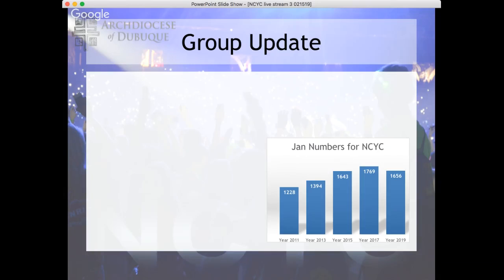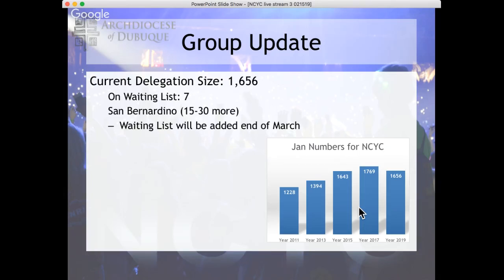And now you see our number for the first time in 10 years, our numbers are actually lower this year, that's absolutely fine. I'm not worried about that at all. Our current delegation size is about 1,650. That includes 7 people on a waiting list, and the waiting list is getting longer. So as of this morning, I got to add 2 to that at least, plus whatever else y'all might be throwing my way after this conversation.